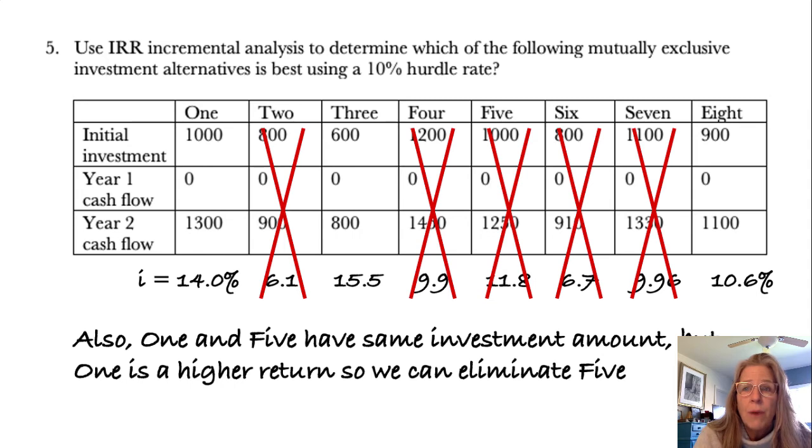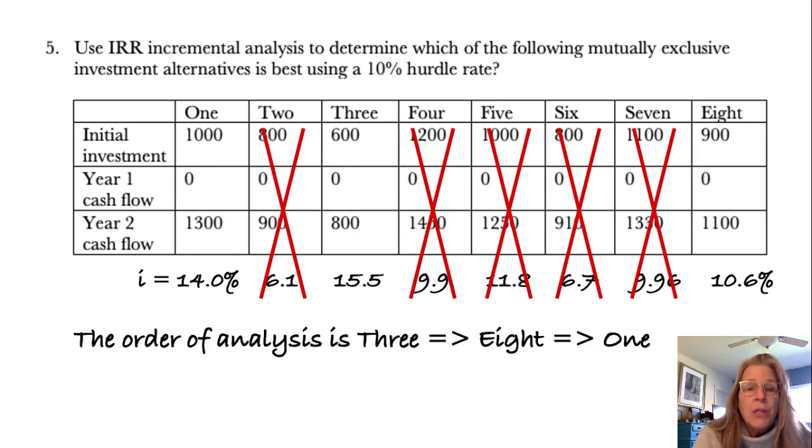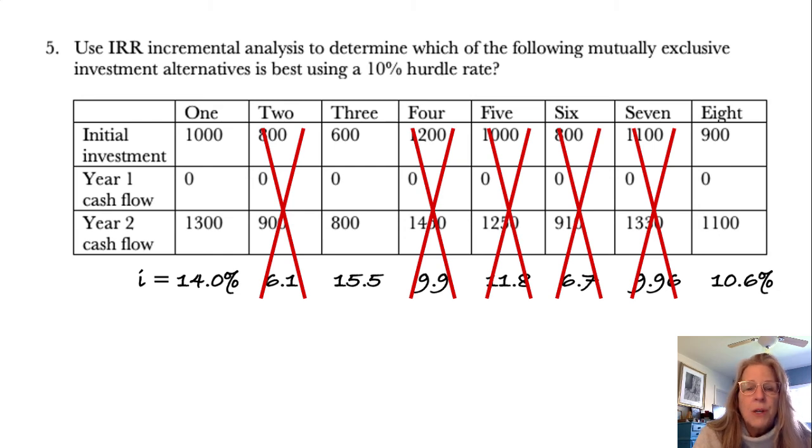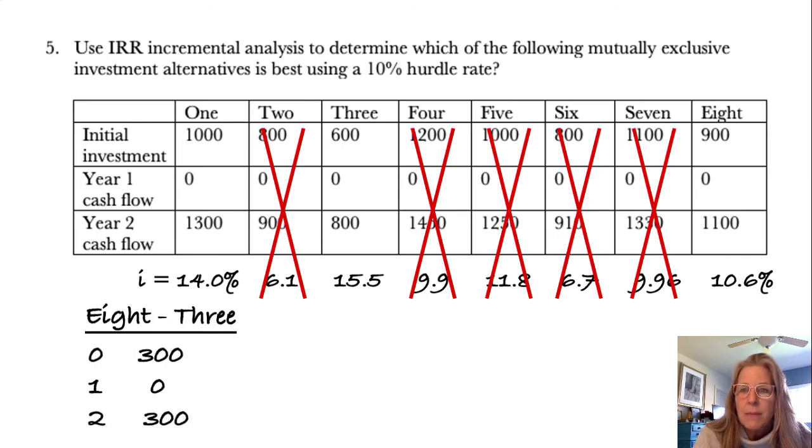So now I just have 1, 3, and 8 to compare. For the order of the analysis, I go from lowest investment amount, which is project number 3 of $600, and then project number 8 of $900, and then project number 1 of $1,000. So I'm going to take the difference between 8 and 3. The initial investment is $300 and the return is $300 in 2 years in the future.